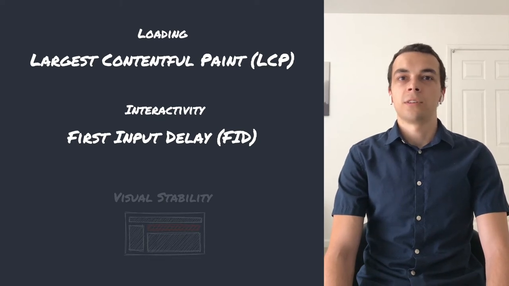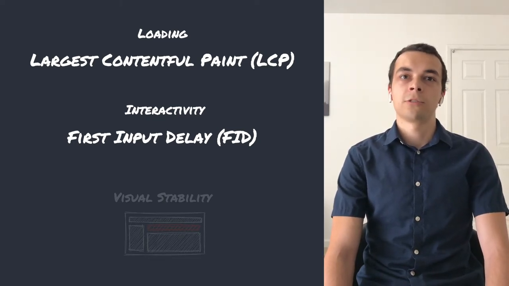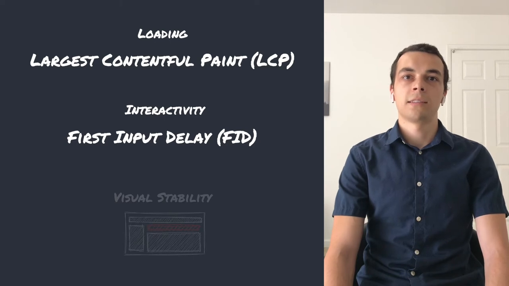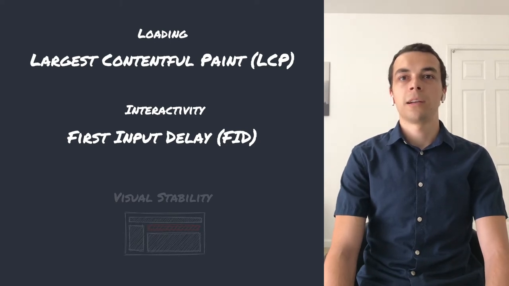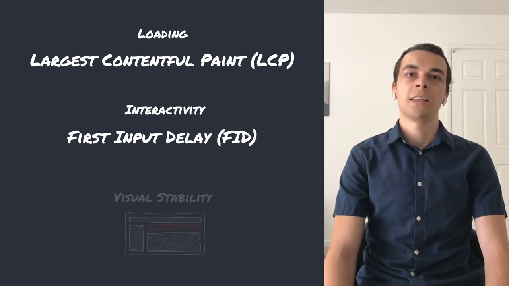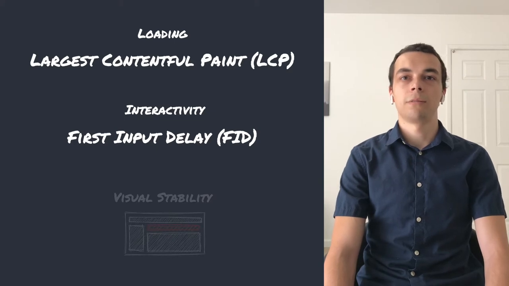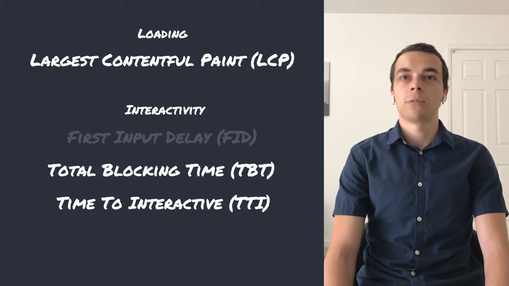FID is what's known as a field metric. It measures real user interactions, as this is what ultimately matters. But when comparing approaches from a framework perspective, synthetic metrics are typically more helpful. We'll take a look at total blocking time and total time to interactive, which correlate closely with FID.